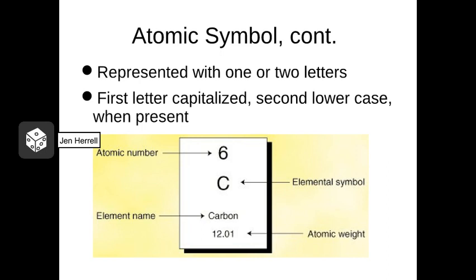There are rules for properly reporting the atomic symbols. Atomic symbols either consist of one or two letters, and if it's more than one letter, the first letter is capitalized and the second letter is lowercase. For instance, here we have the atomic symbol for carbon, a capital letter C, and you can see that it appears right in the middle of its box on the periodic table.